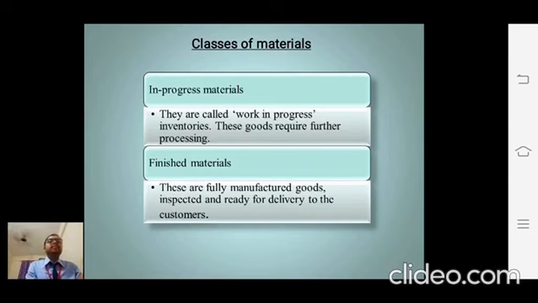In-progress material means whatever materials are going through the manufacturing phase, meaning they are under progress. So it is in-progress material. And finished material means the material at the deployment phase. Some materials also need the model to be tested before being deployed, so some materials can be finished material.